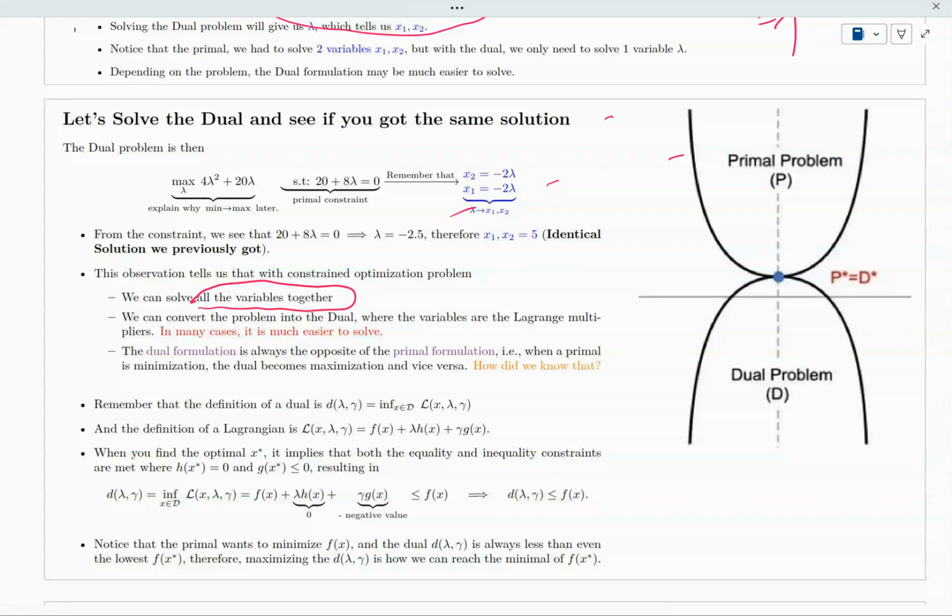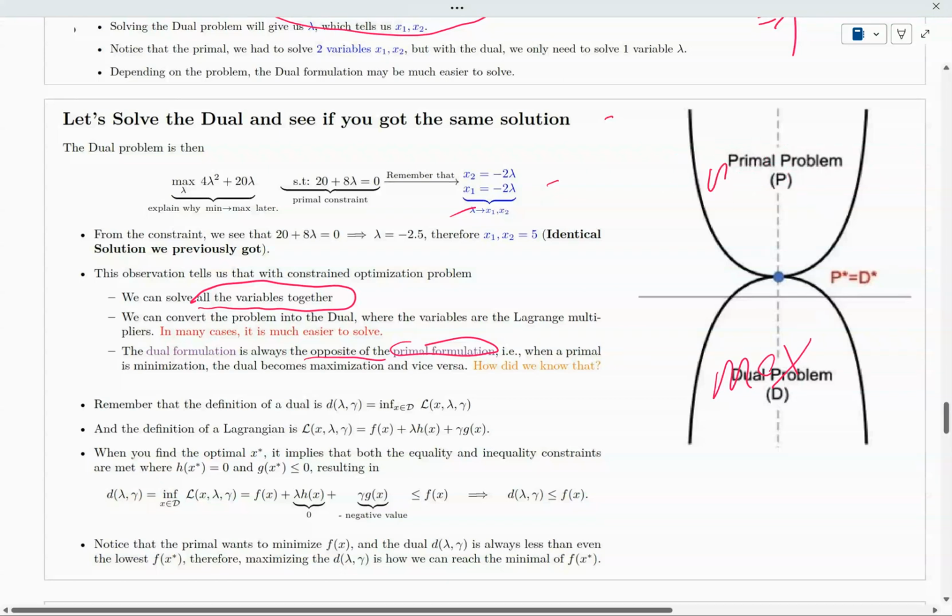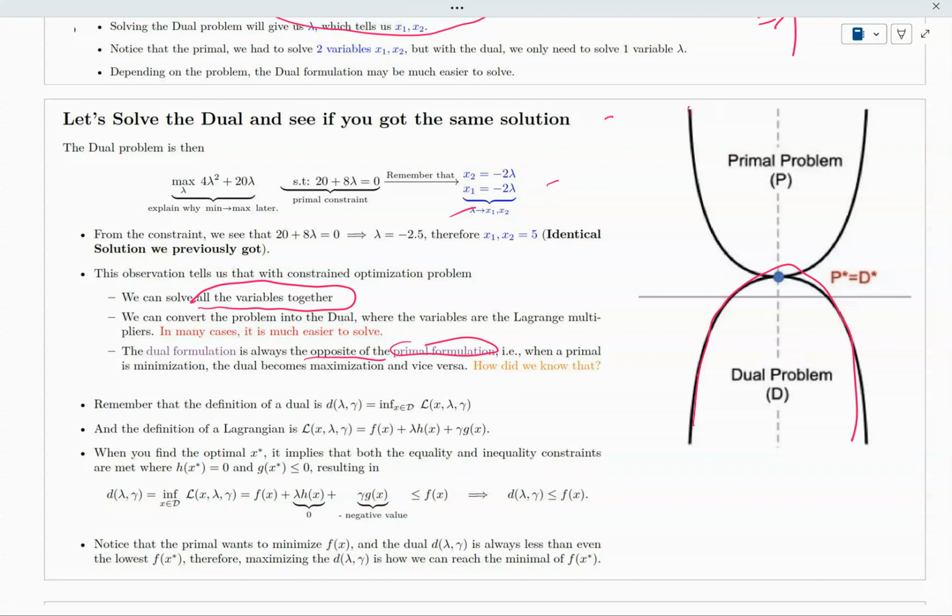We've seen that we can convert the problem into dual, where the variables are the Lagrange multipliers. And in many cases, it's easier to solve it once we convert it into the dual. The third observation is that the dual formulation is always the opposite of the primal formulation. So if you're trying to minimize the primal, you try to maximize the dual. Or if you're trying to maximize the primal, then you're trying to minimize the dual. So the dual actually always looks like this, while the primal looks like this. In primal, you're trying to go as low as possible, so minimize. In dual, you're trying to reach the same solution from the other side.